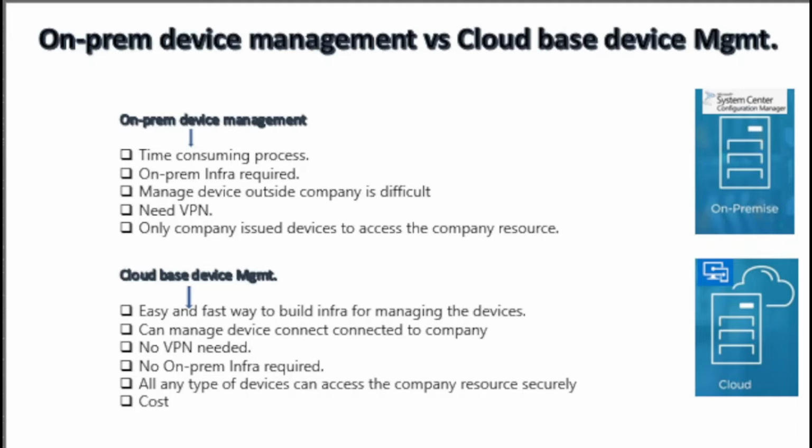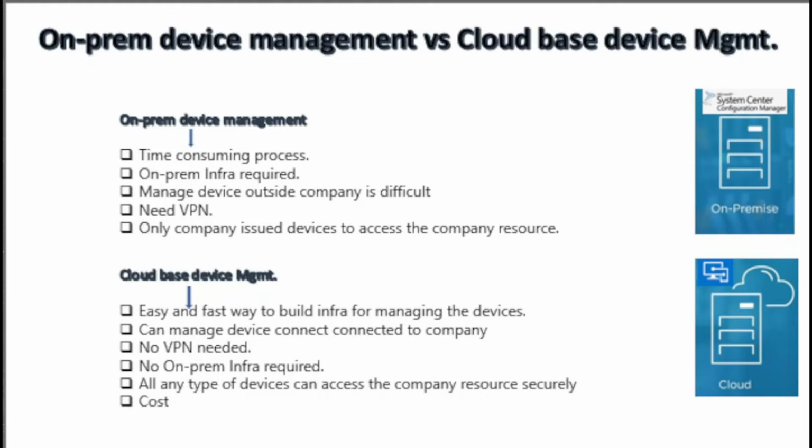When we talk about on-prem device management, we need to build on-prem infrastructure, which is a time-consuming process. Managing device over the internet is a challenge. User need a VPN solution to connect on-prem resources when they are at home. User can only use company issued devices or domain joined devices to access the company resources.